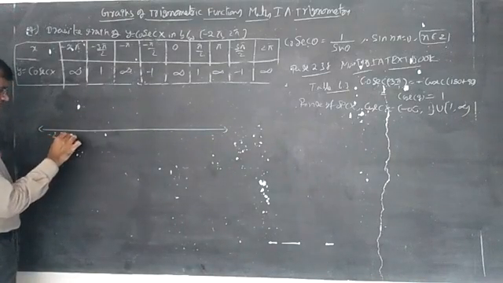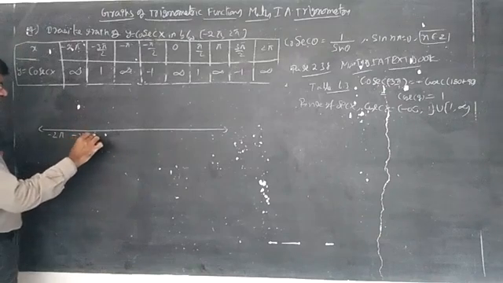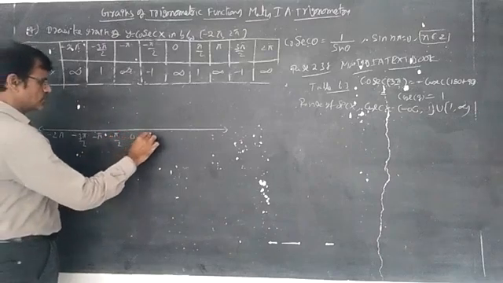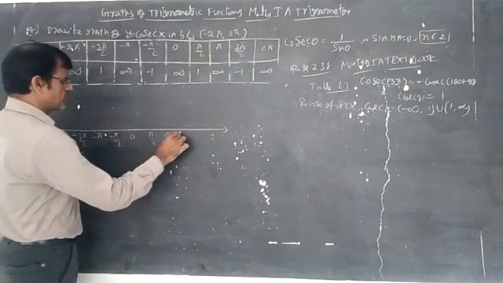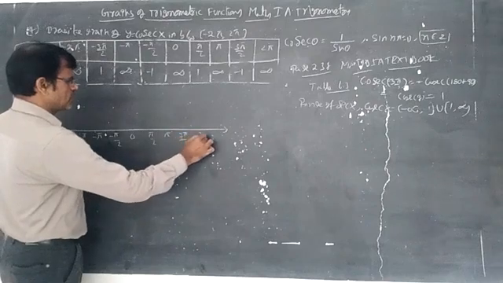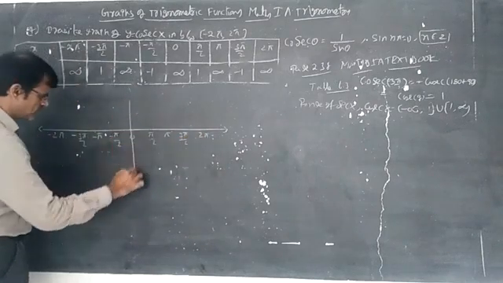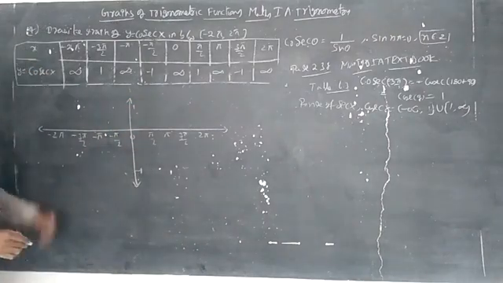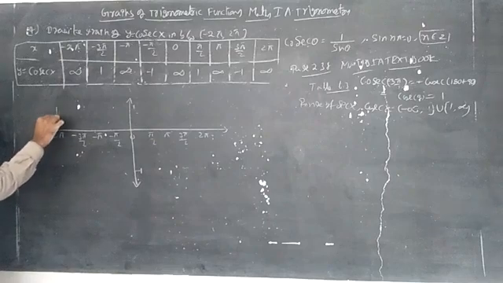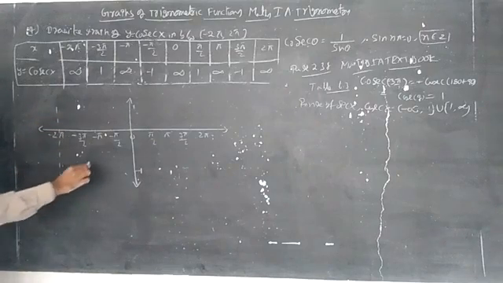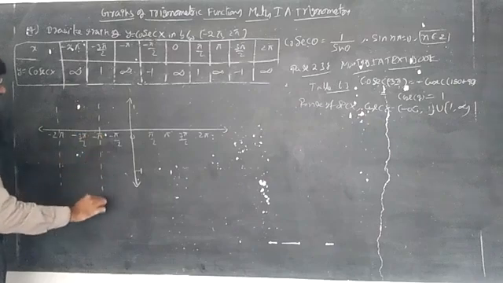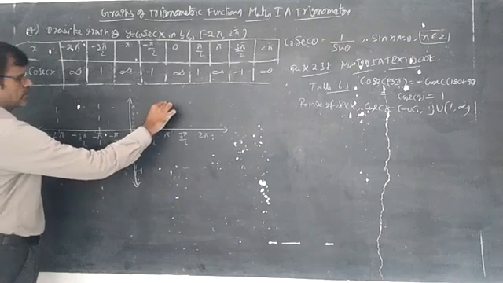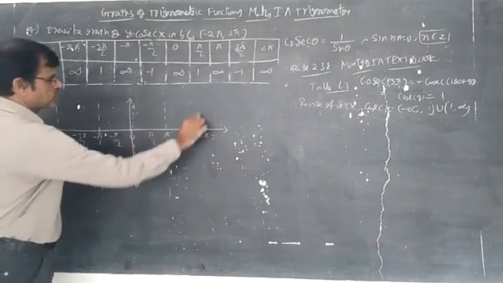Write here minus 2 pi, minus 3 pi by 2, minus pi, minus pi by 2, 0, pi by 2, pi, 3 pi by 2, 2 pi. Whenever infinity is there, simply draw the lines. That means it is not defined, for 0 also, for pi, and for 2 pi.